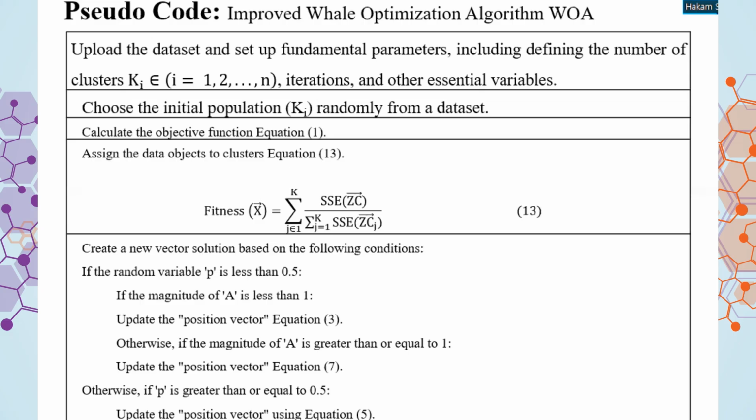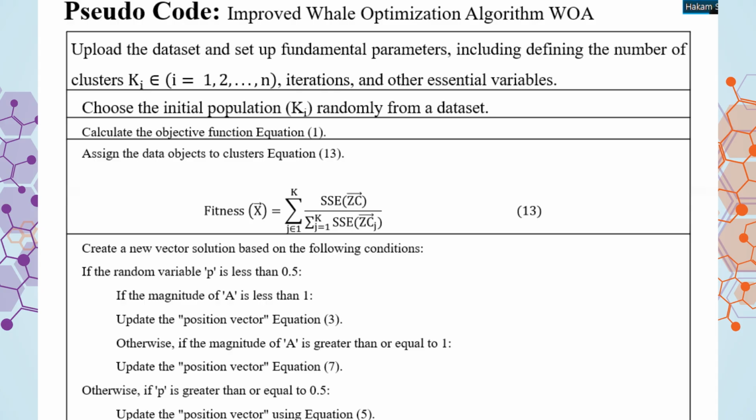After initializing the parameters, we are going to select a population. If I have selected the number of clusters as three, then three random samples can be picked from the data set as the population. After picking these random samples from the data set, we have to calculate the objective function.